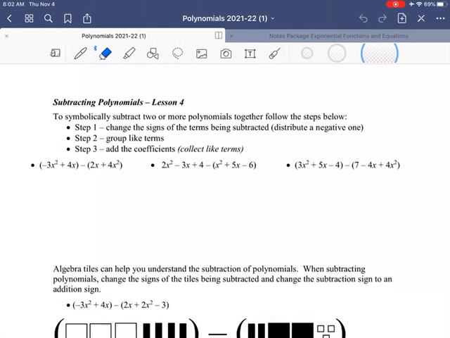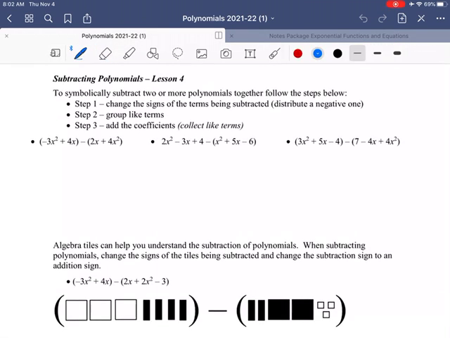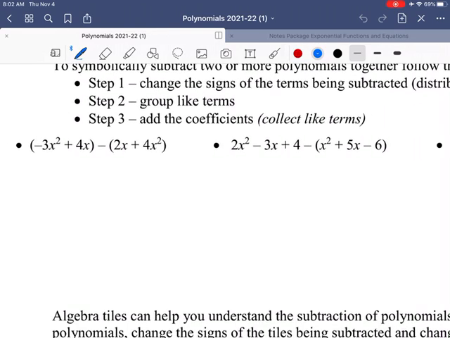Okay, subtracting polynomials, lesson 4. So to symbolically subtract two or more polynomials together, follow the steps. Step 1, change the sign of the terms being subtracted. This is known as distributing the negative.